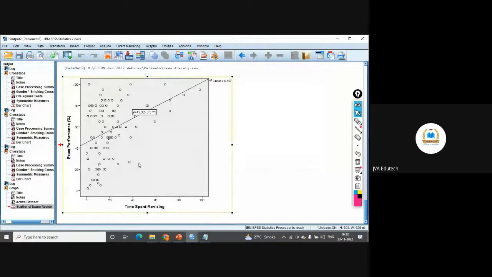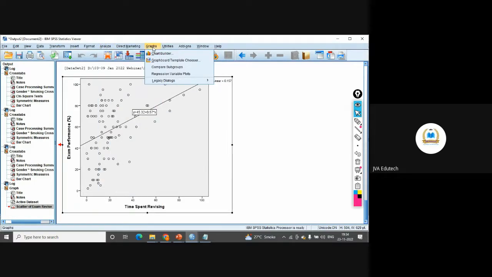Now by seeing this, you can say that when you are plotting the relationship between time spent revising and exam performance, there is a positive correlation. As time spent revising increases, the exam performance also increases.